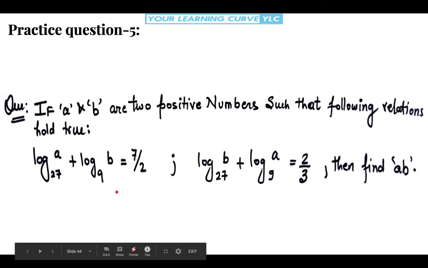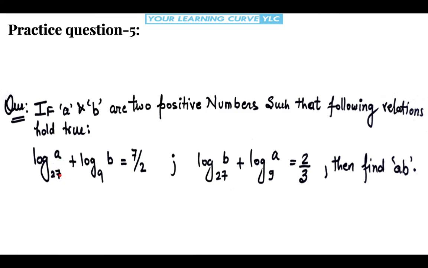Remember, my friends, we don't need to find a separately and b separately, we need to find the product ab. So there could be a different approach for solving for a and b, because there are only two variables, and for two variables two equations are sufficient to solve. You can solve these two equations simultaneously and get the values of a and b. That is also one of the approaches, but that will be a lengthy approach.